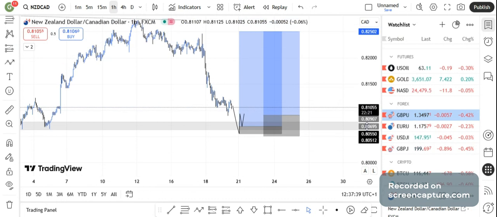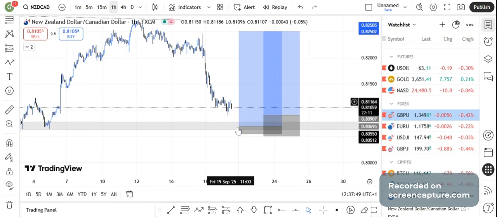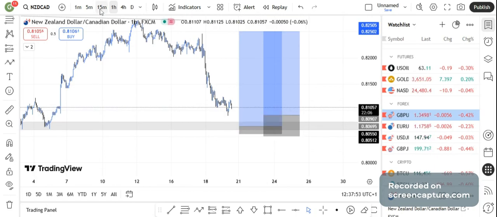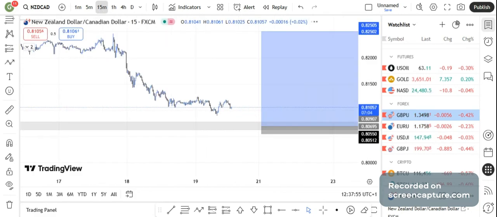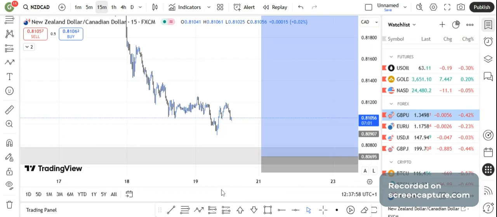All right, so this is it. I'll just wait. Once price gets to this point, I will move to the lower time frame. Once price gets to my zone, my point of entry, I'll move to the lower time frame, which is the 15-minute time frame, to spot a W pattern, a W pattern like this. Then I'll take my entry.